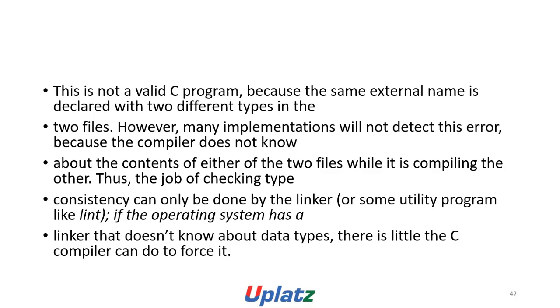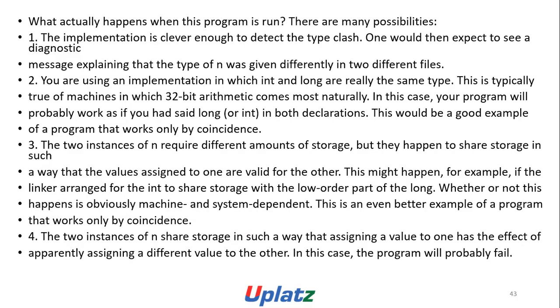If the operating system has a linker that does not know about data types, there is little the C compiler can do to force it. What actually happens when a program is run? There are many possibilities. The implementation may be clever enough to detect a type clash. One would then expect to see a diagnostic message explaining that the type of n was given differently in two different files. Or you may be using an implementation in which int and long are really the same type.